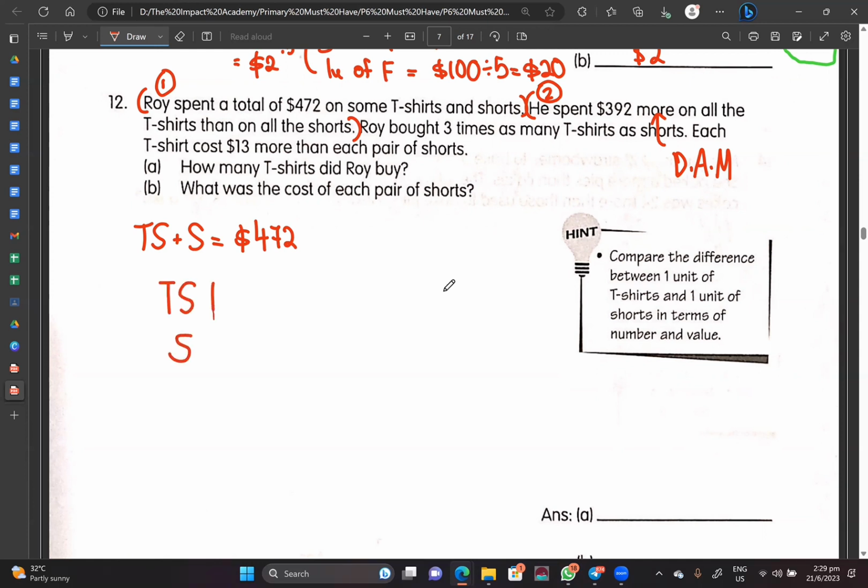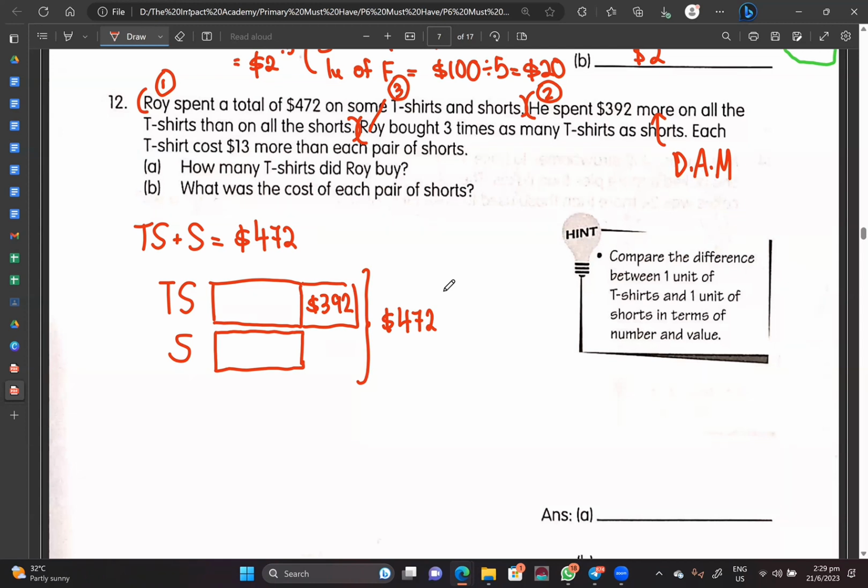T-shirt to shorts, since we know that t-shirt is $392 more, we are going to show that t-shirt is actually more by $392. And for shorts, it will just be this much. And I know that the total is actually how much? $472. Now, once I'm done, I can move on to sentence number 3.